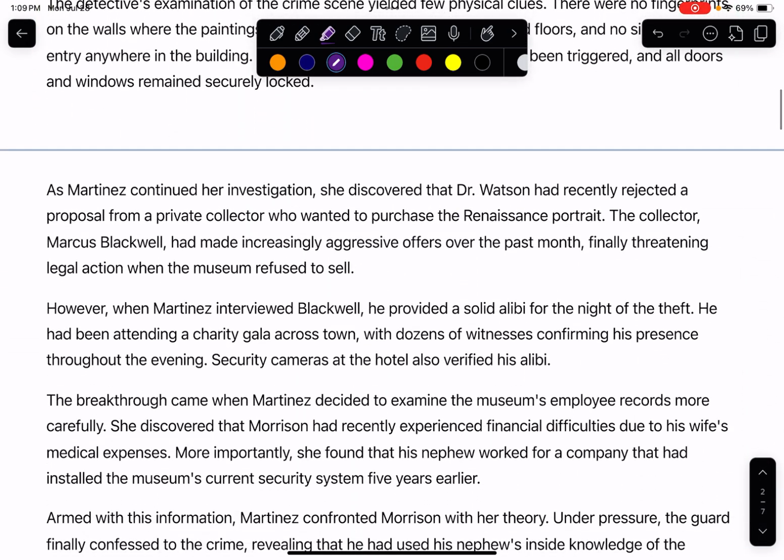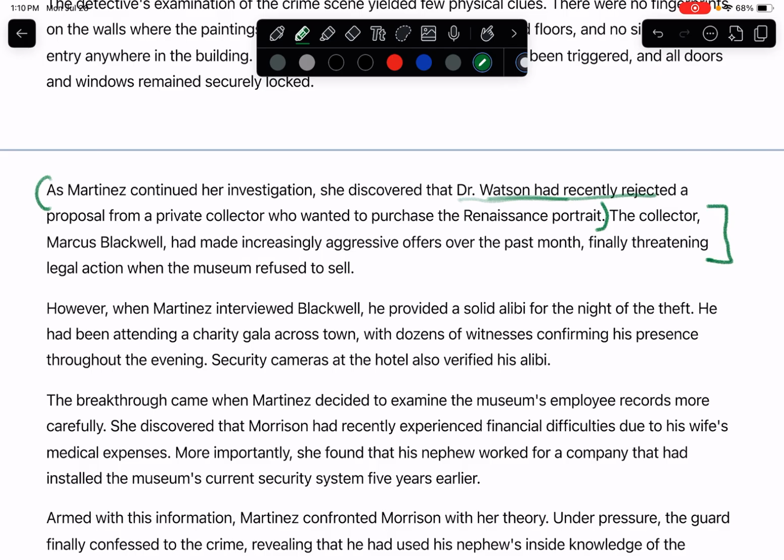As Martinez continued her investigation, she discovered that Dr. Watson had recently rejected a proposal from a private collector who wanted to purchase the Renaissance portrait. This is super important. So there's a person that wanted to buy the Renaissance painting, and Dr. Watson said no. That's what that sentence says. The collector, Marcus, had made increasingly aggressive offers over the past months, finally threatening legal action when the museum refused to sell. So this guy really wants these paintings.